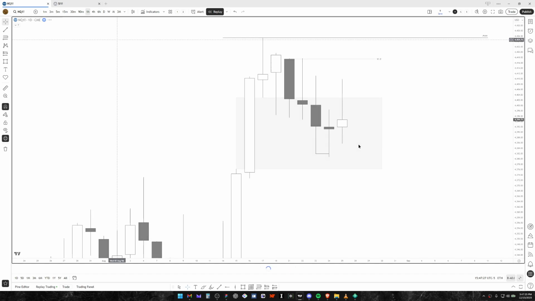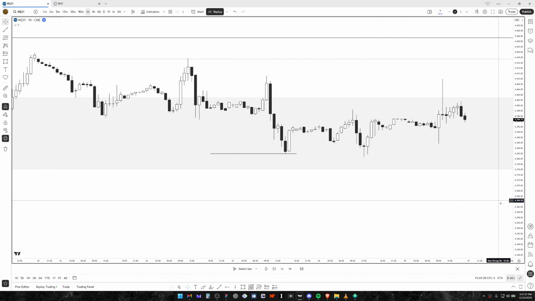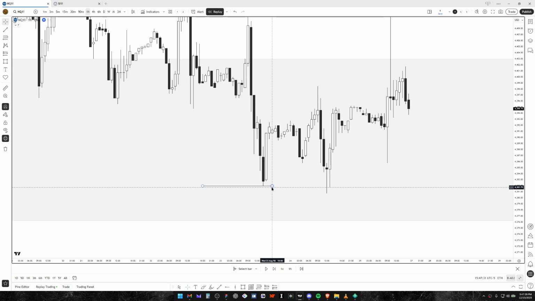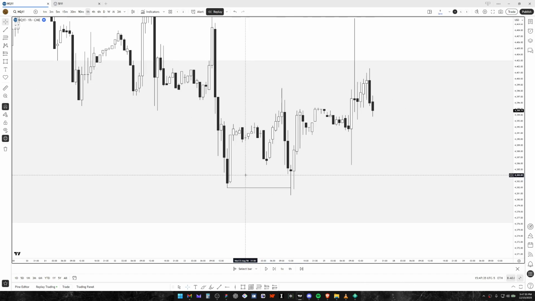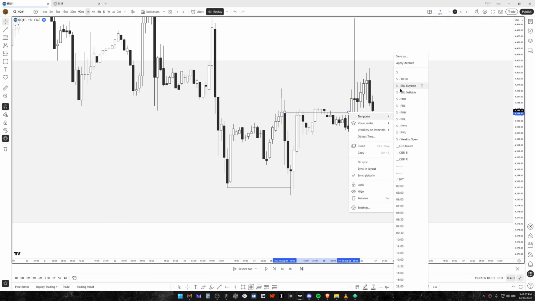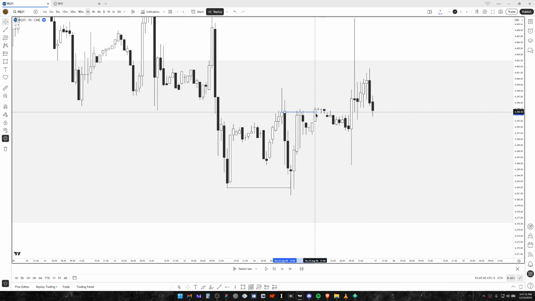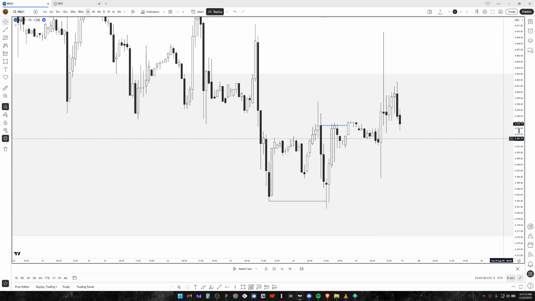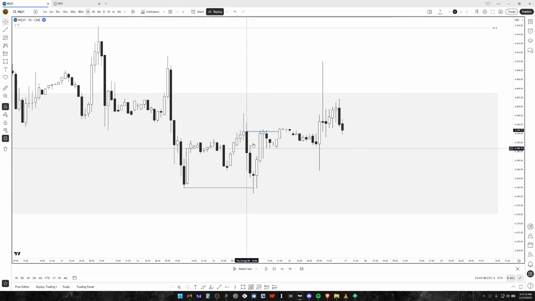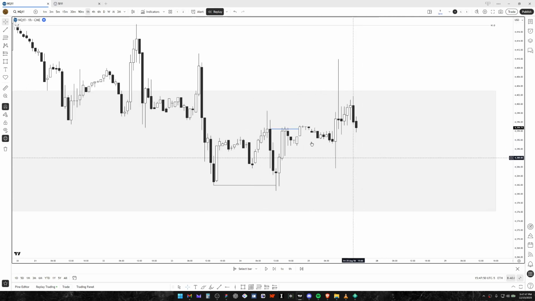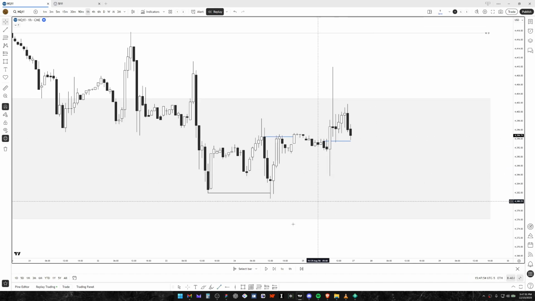Now, if we come down to the hourly, we should see a change of state here. They start going up. So you see over here, this would be the change of state, right here. There is an order block there. Sweep the low, so then price continued to come up. Let's see where it goes.